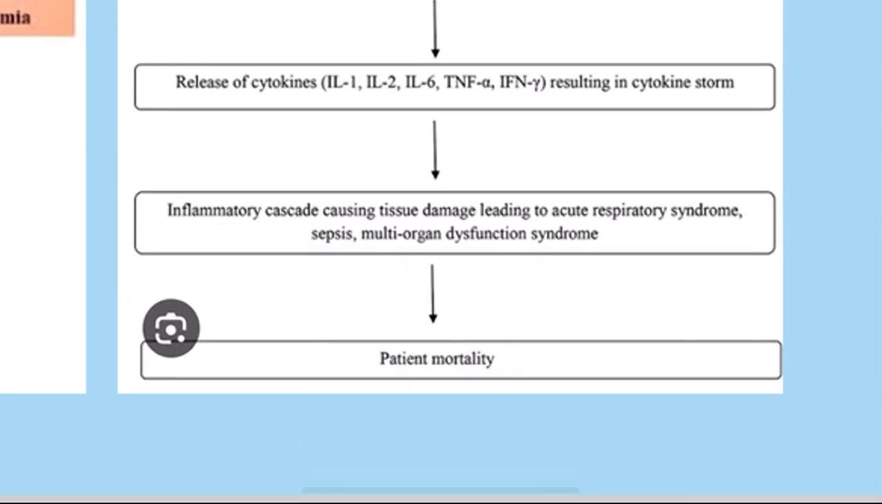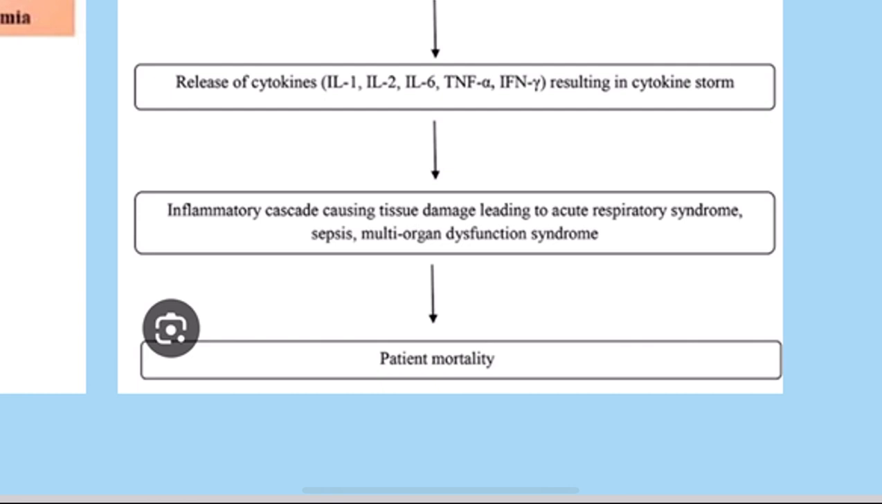So what is the cytokine storm? The inflammation caused by the cytokine storm will disrupt the homeostasis of many organs. Because of the elevated levels of the pro-inflammatory cytokines, there is further tissue damage in the patient. You can see the inflammatory cascade is causing damage.